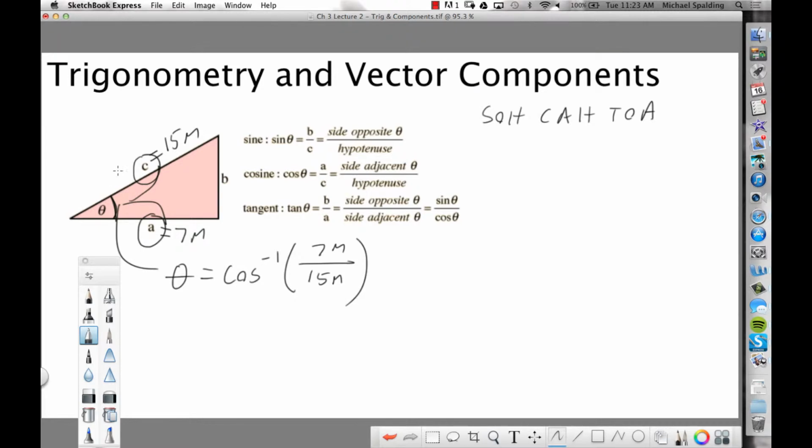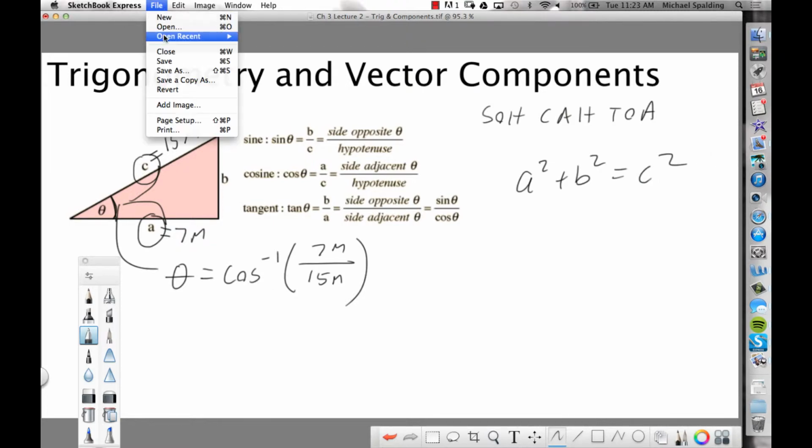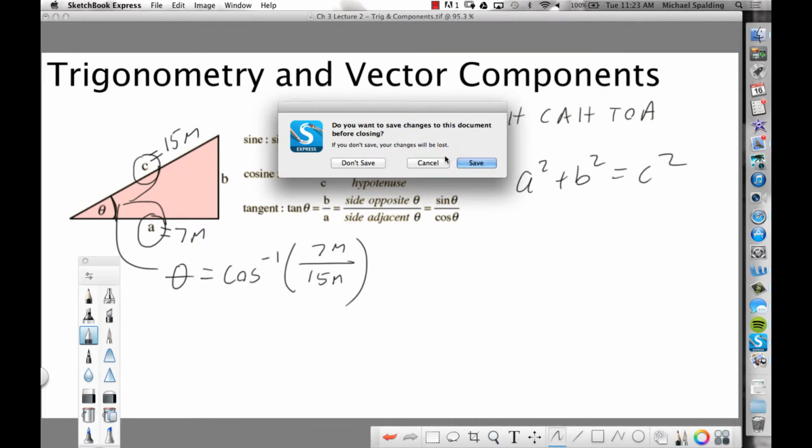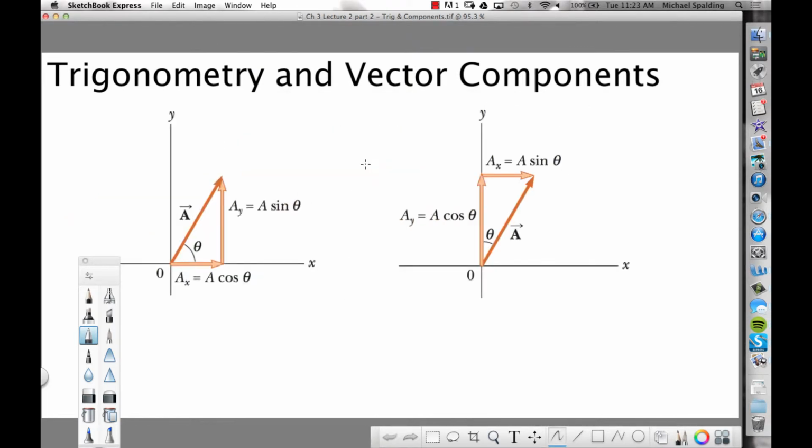Okay, so what else? You should know Pythagorean theorem, right? A squared plus B squared equals C squared. You're going to use that a bunch. Okay, next screen. That's enough about trig. All right, next screen. Now, this screen, here's what's going on here.